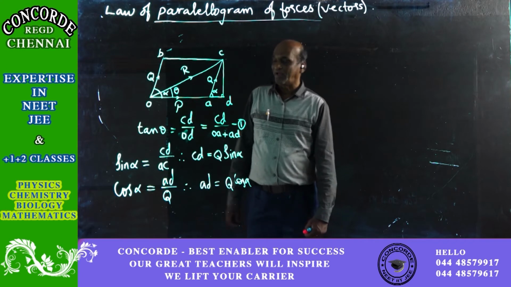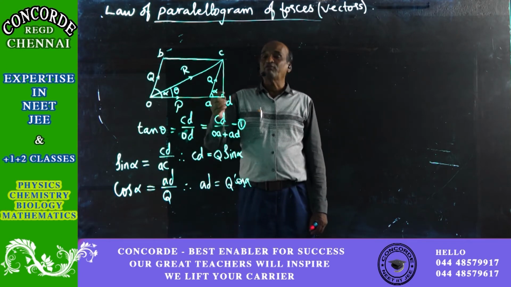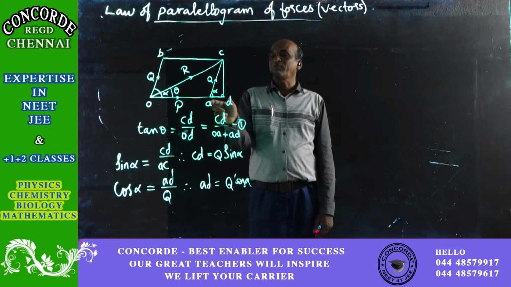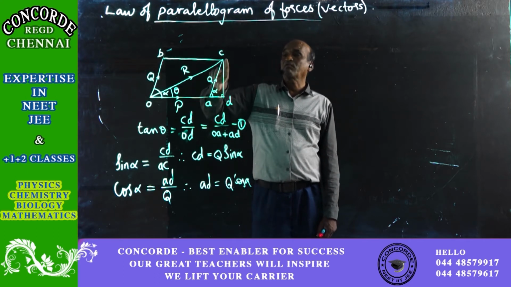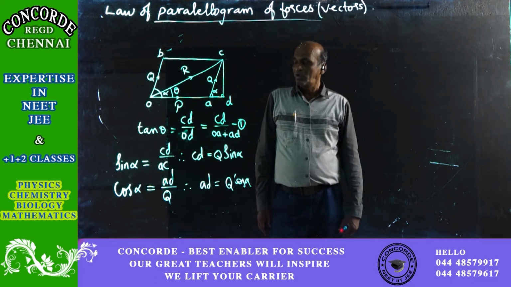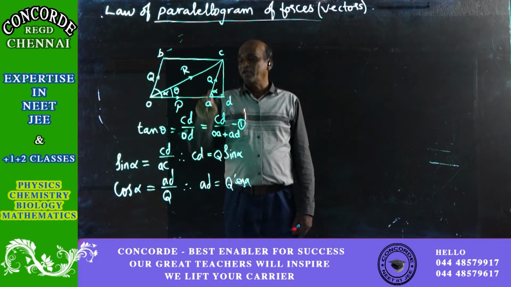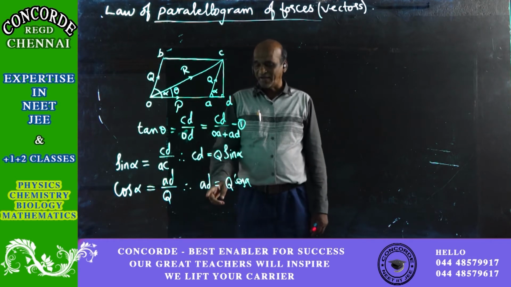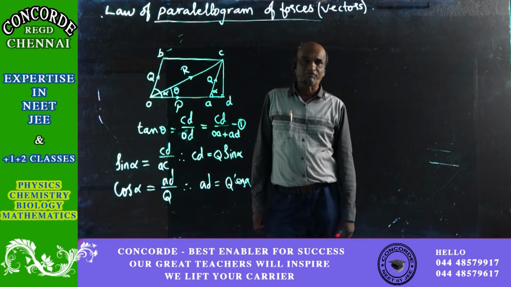Then apart from that, we have got the value of cos alpha to be base by hypotenuse. So will be equal to AD by AC. So AC being equal to Q, therefore cos alpha becomes AD by Q, from which we will get AD is equal to Q cos alpha.